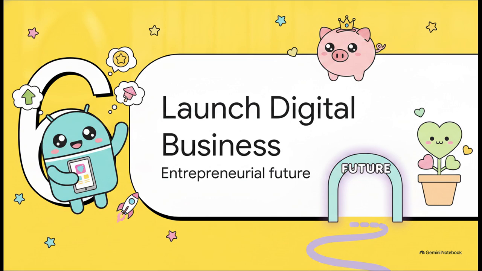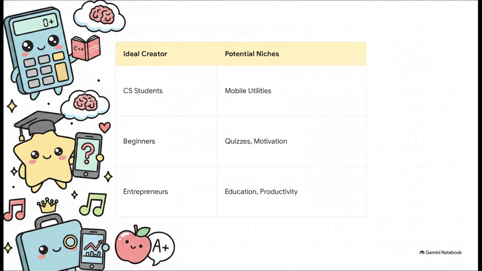Finally, Section 6, launching your digital business. What's brilliant about this reskinning workflow is just how adaptable it is. Different creators can take this exact same foundation and target completely different, highly profitable niches. A computer science student might push out useful mobile utilities. A total beginner could find incredible success launching fun quizzes or daily motivation apps. Meanwhile, a seasoned digital entrepreneur might go all in on education or productivity tools. The technical steps are identical, but the business applications, they are totally limitless.